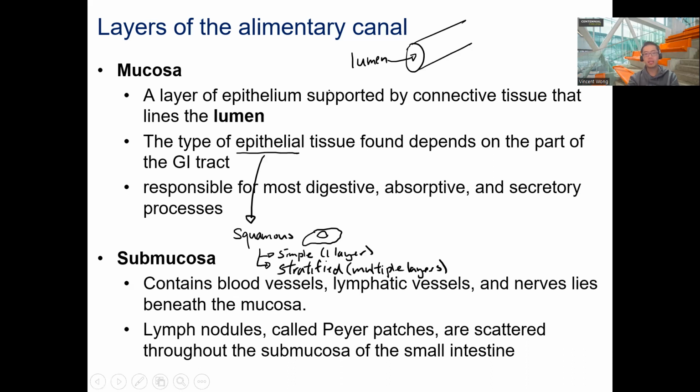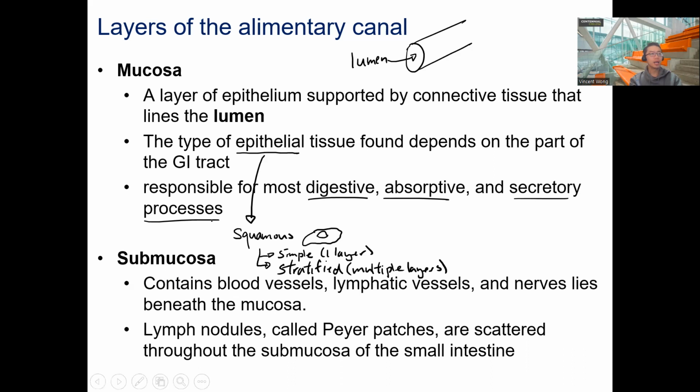What is the mucosa for? Well, the mucosa is responsible for digesting the food, absorbing the nutrients, and secreting various mucus that helps lubricate the food and propel it forward. These things are carried out by different types of epithelial tissue as well. Outside of the mucosa, we are going from the deepest layer to the most superficial. So the mucosa is the deepest layer, and outside of that, we have our submucosa.